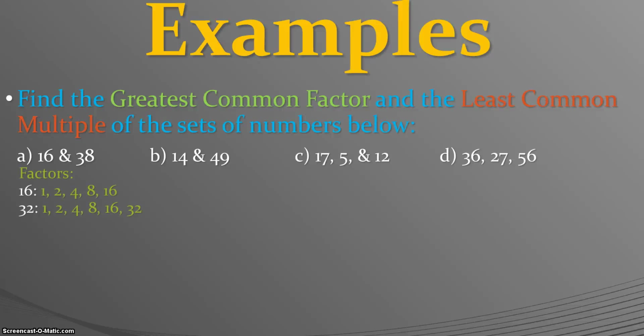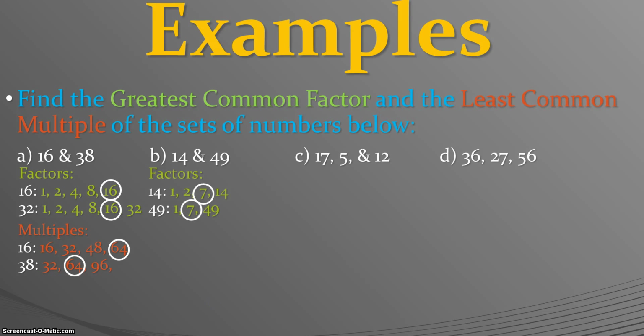Here are the factors of 16 and 38. The greatest common factor would be 16. Here are the multiples. The least common multiple is 64. The greatest common factor of 14 and 49 is 7. The least common multiple is 98.